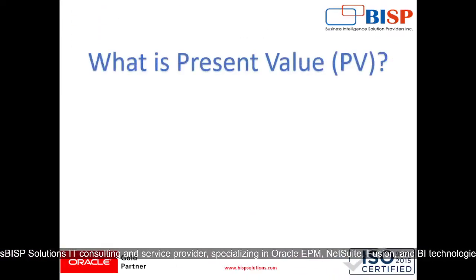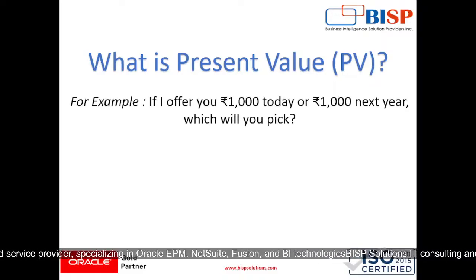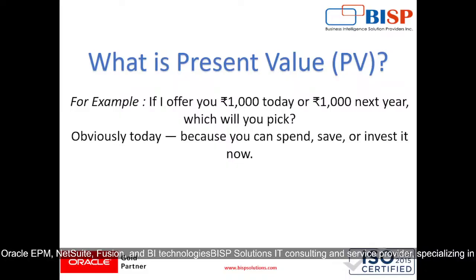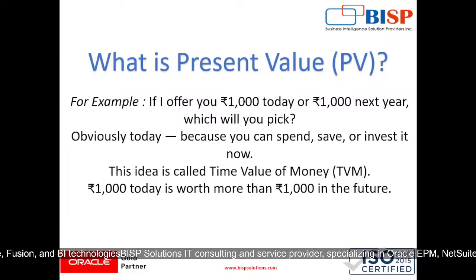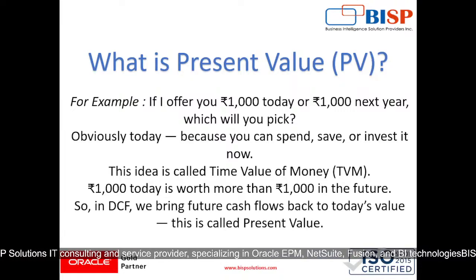Then comes our present value. We have discussed in our previous session what present value is. If I offer you 1,000 rupees today or 1,000 rupees next year, which will you pick, right? Obviously today, because we can spend it or save it or invest it now. This idea is called time value of money. So 1,000 rupees today is worth more than 1,000 rupees in the future. In DCF, we bring future cash flows back to today's value. This is called present value, right?